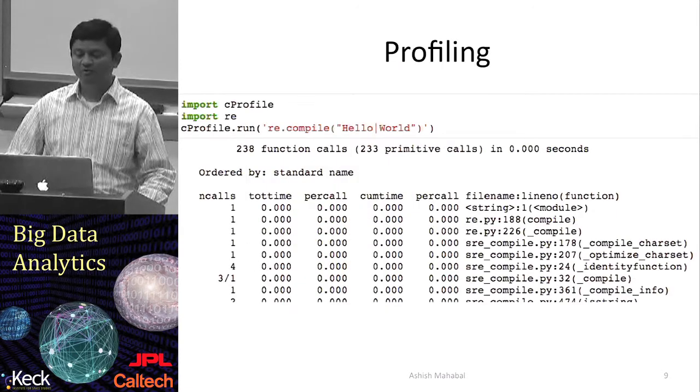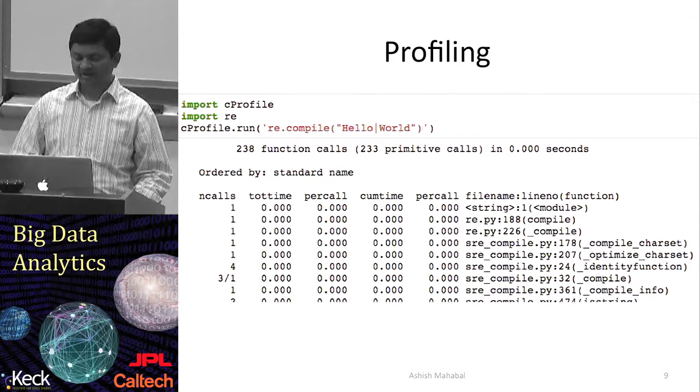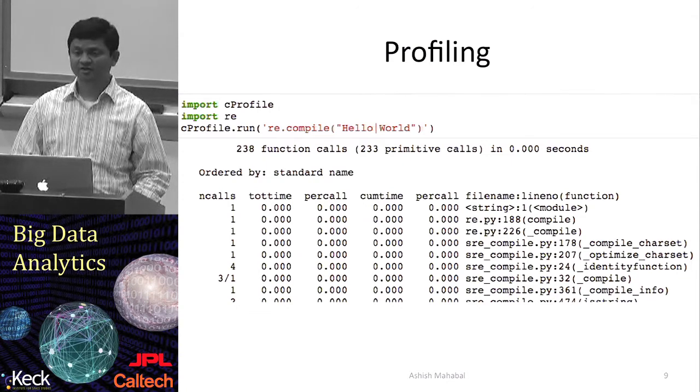Similarly, here is how profiling can be used. The Python module called cProfile can be used, and here we are seeing how cProfile will work with a particular regular expression of compiling hello world. And just that single call through cProfile indicates that there are 238 function calls, including 233 primitive calls.